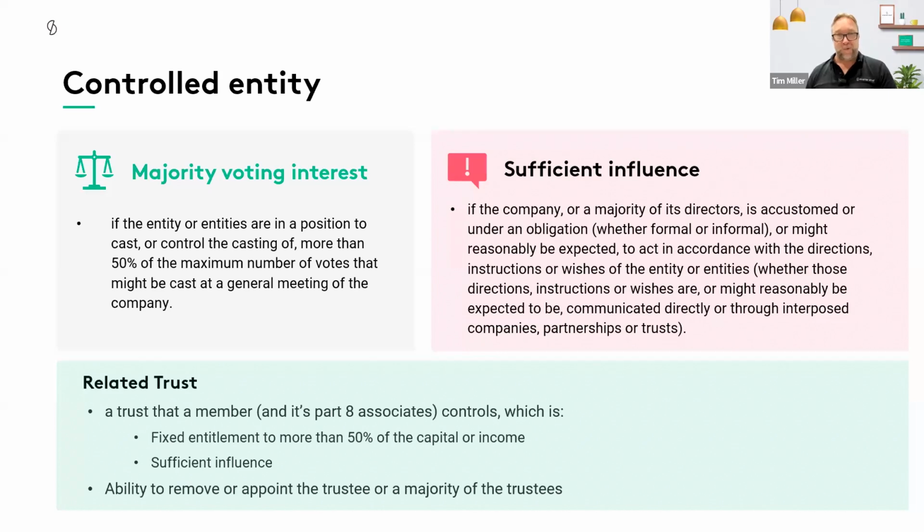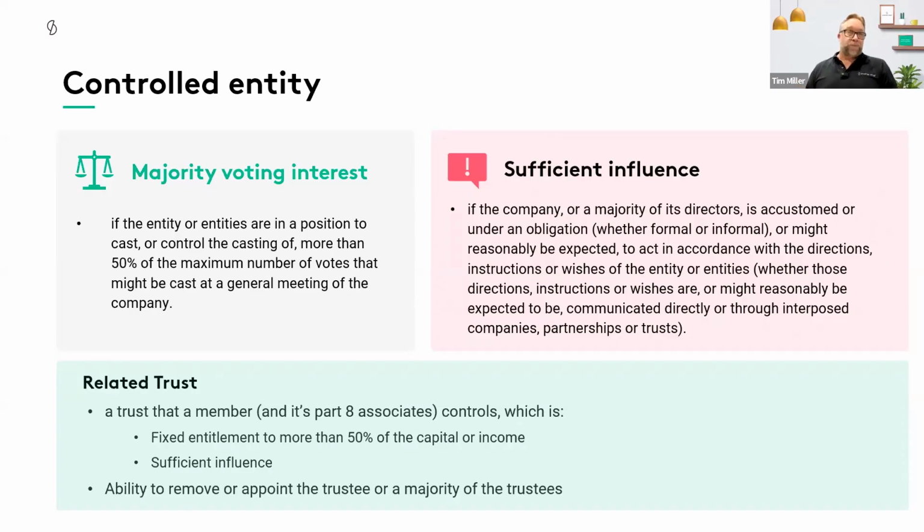And whilst it's a bit of a mouthful, it talks about if the company or a majority of its directors is accustomed or under an obligation, formal or informal, or might reasonably be expected to act in accordance with the directions, instructions, or wishes of the entity or entities, whether those directions, instructions, or wishes are or might be reasonably expected to be communicated directly or through interposed companies, partnerships, or trusts.